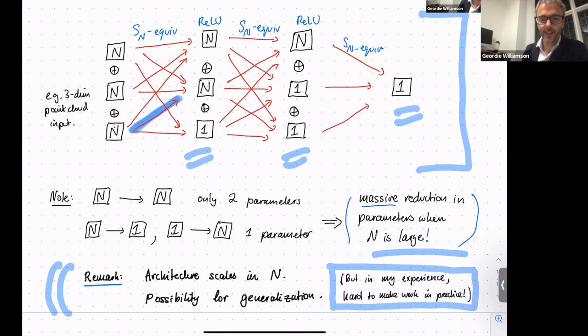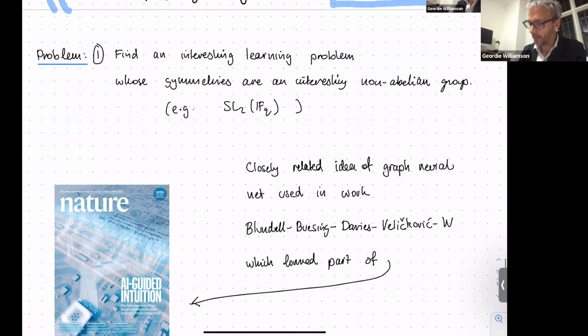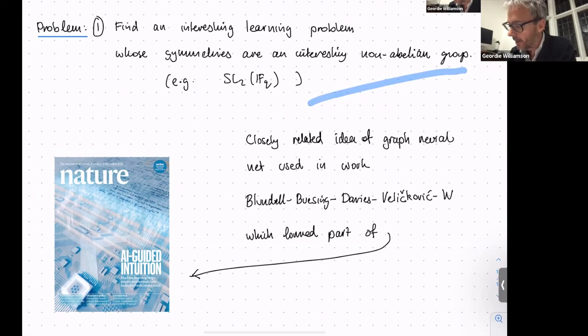So problem one is to find an interesting learning problem whose symmetries are an interesting non-abelian group. I think this is a really fascinating problem, and I'd love to hear from people if they have ideas. This is why I call this the hammer waiting for a nail.